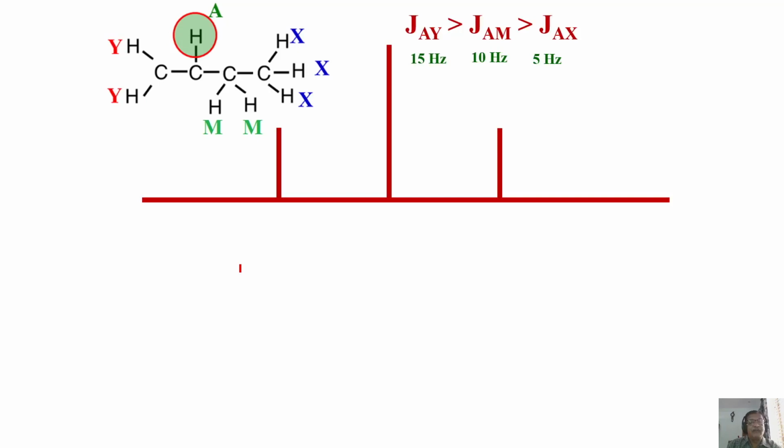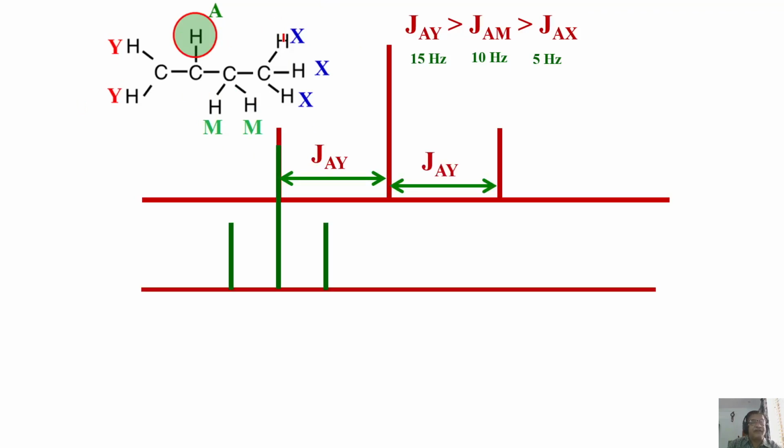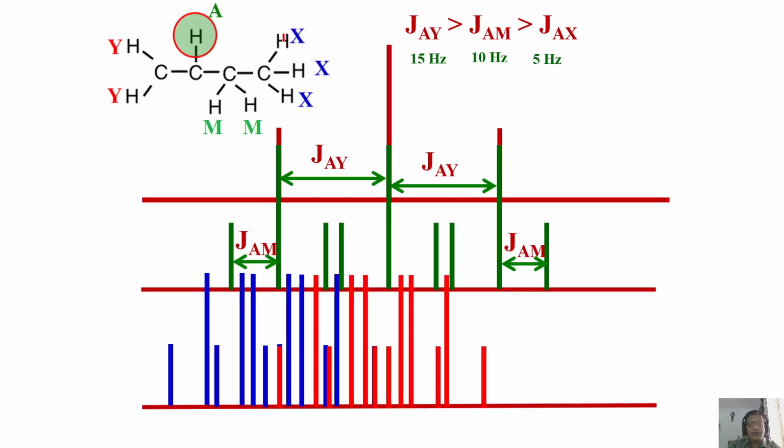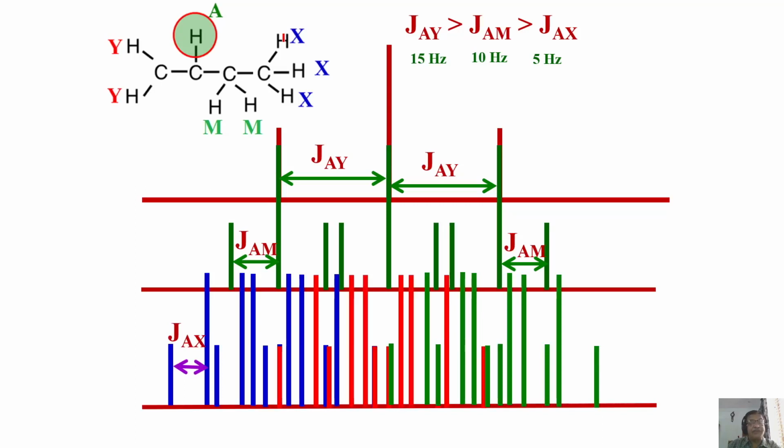So this example is another last example, possibly I'll give. You look at this one. AY is larger than AM, larger than AX. AY is larger. This is a triplet. Then each line of this triplet is another triplet, and then each line will become a quartet. So this first triplet gives you AY coupling. Second triplet is AM coupling. Now each of them splits into a quartet. 1 quartet, 2 quartets, 3 quartets, 4 quartets. So when it is an overlapped multiplicity pattern, this gives you AX coupling.